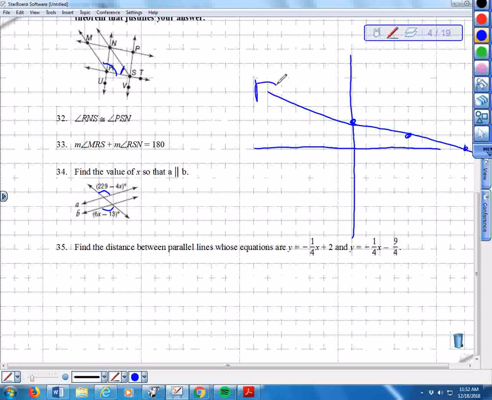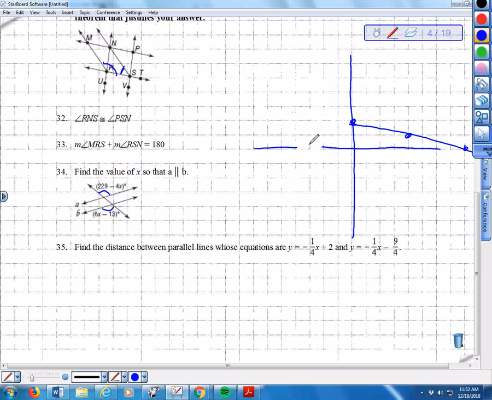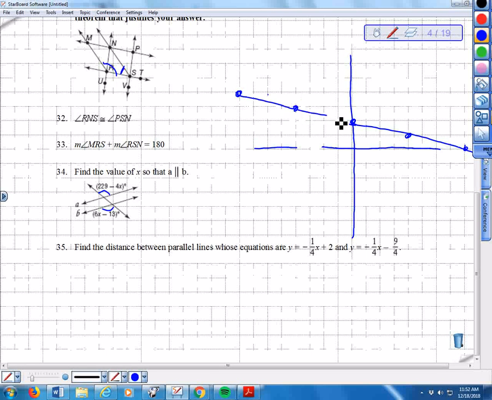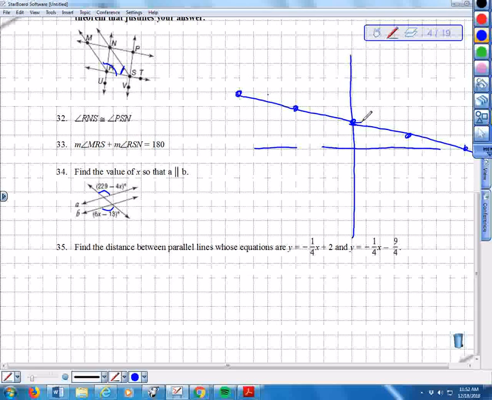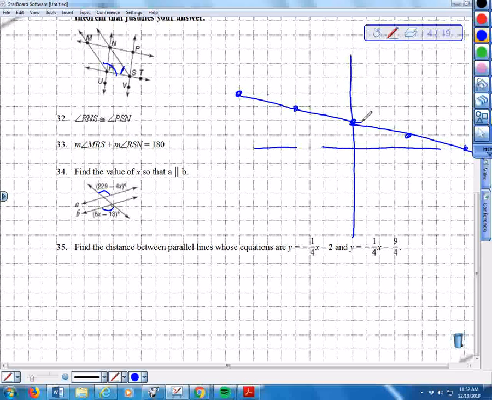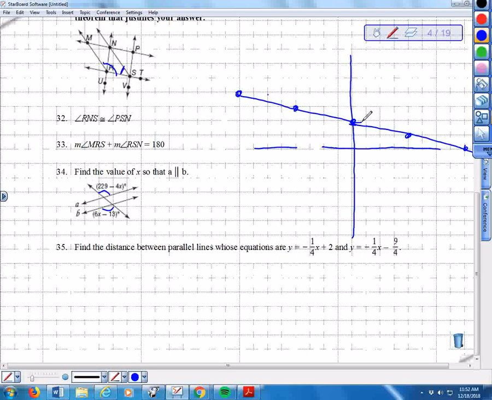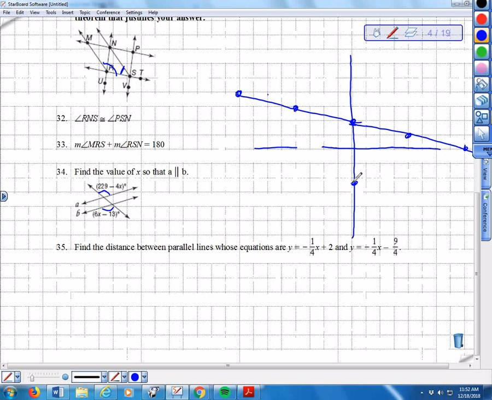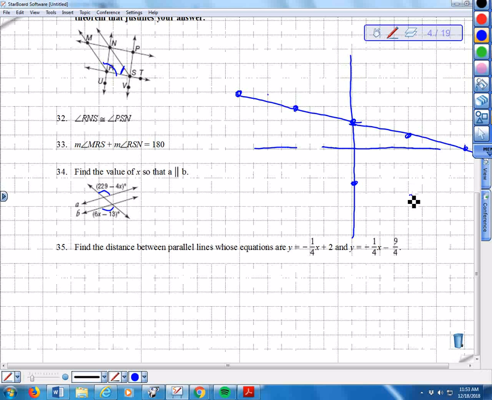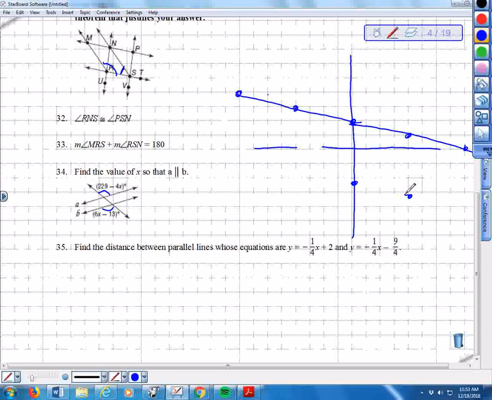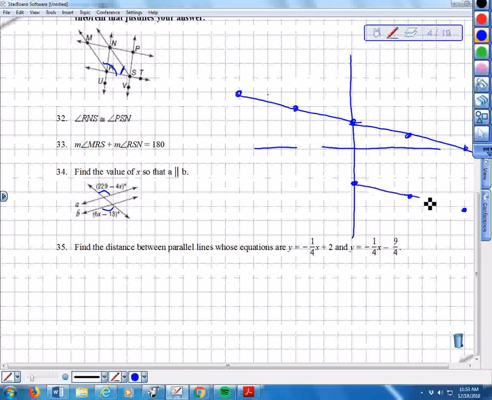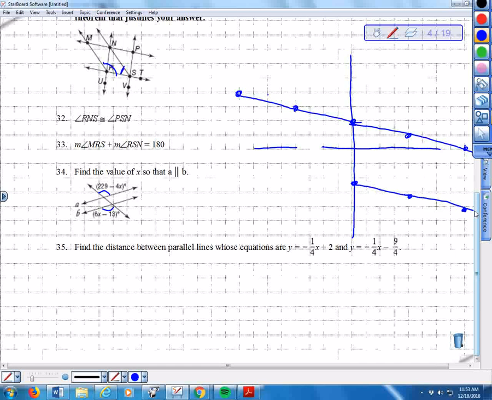I better do this one a little better. I'm going to go up 1 over 4. 1, 2, 3, 4. The more accurate you can draw these, the easier it's going to be to find the distance between them. And the next one, I'm going to start at negative 9/4, which is 2 1/4. And I'm going to go down 1 over 4. 1, 2, 3, 4. Down 1. And I'm going to go up 1 over 4.